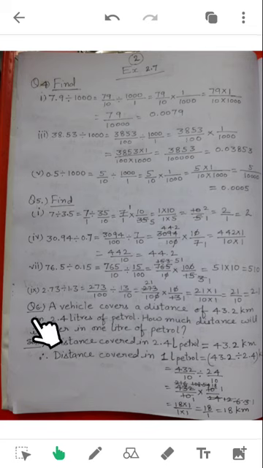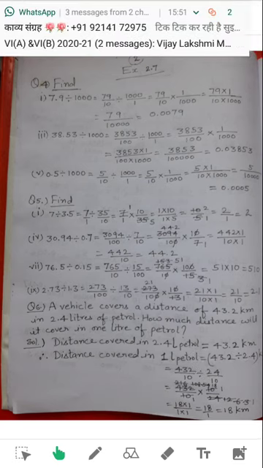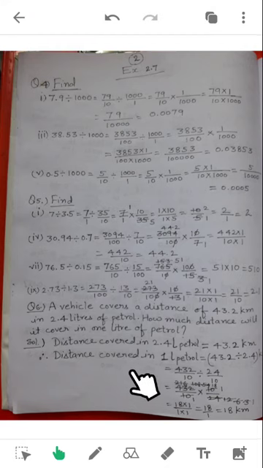Question number 6c. A vehicle covers a distance of 43.2 km in 2.4 liters of petrol. How much distance will it cover in 1 liter of petrol? Now distance covered in 2.4 liters of petrol is given as 43.2 km. I have already told you that if we have to find out distance covered in 1 liter of petrol, we will divide this 43.2 km by 2.4. Now see here how 43.2 is divided by 2.4.